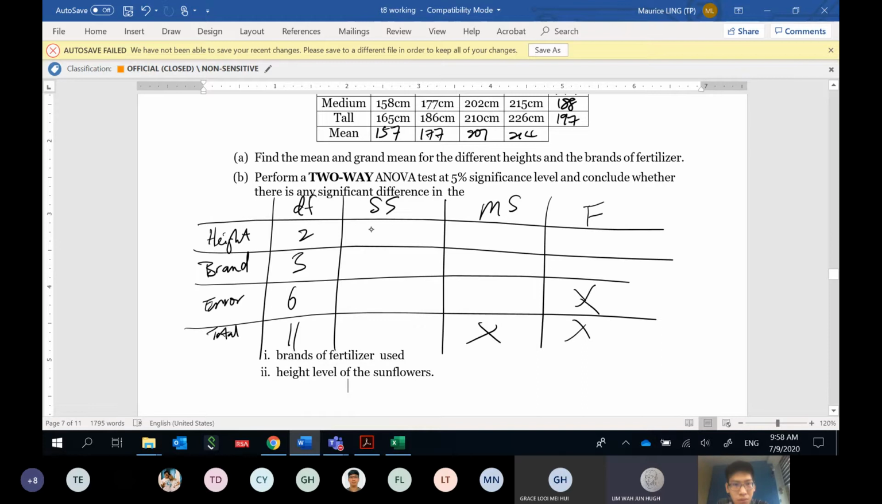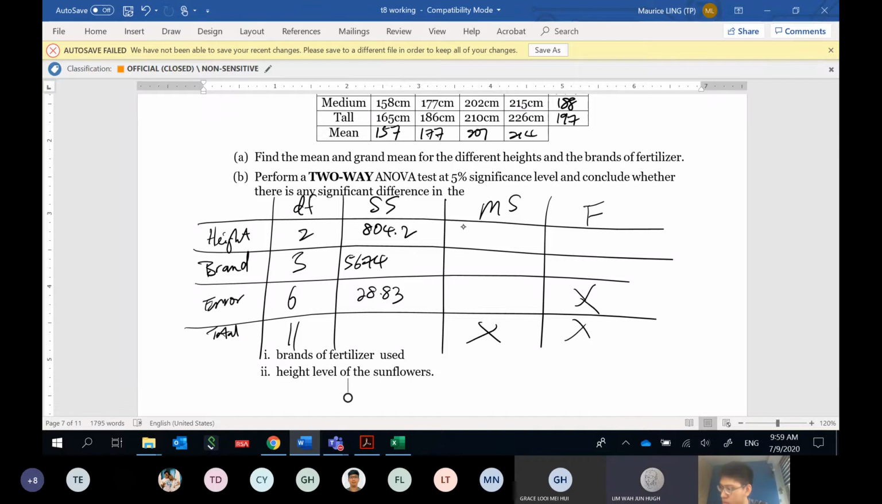SS for height is 804.2. Brand SS is 5674. Error SS is 39.83? Hold on, let me check what I got, because I can't tell if I put a decimal or error. I put the SS for error is 29.83. It's supposed to be 28.83. Okay, around there, 28.83.